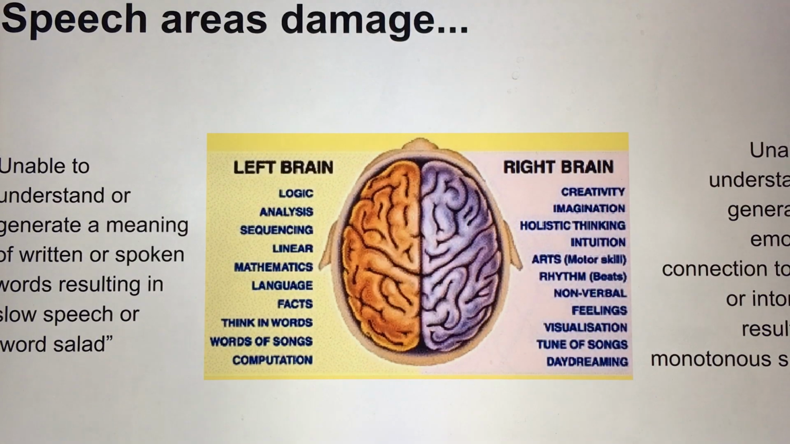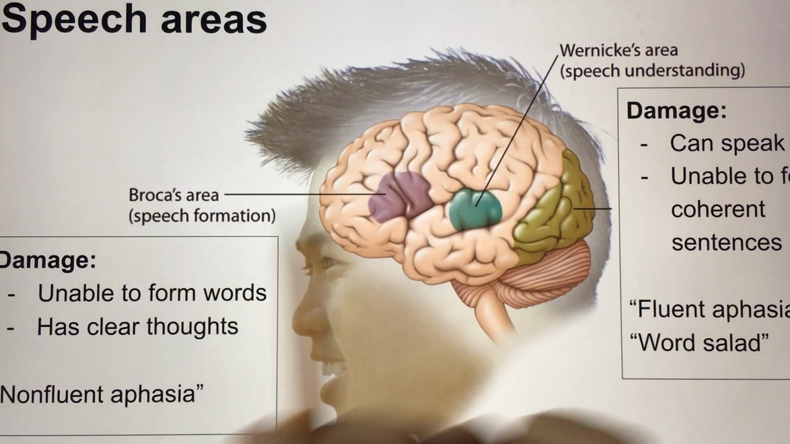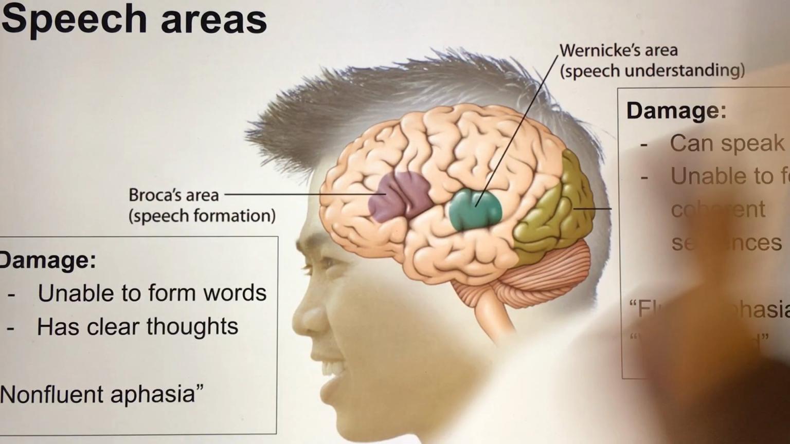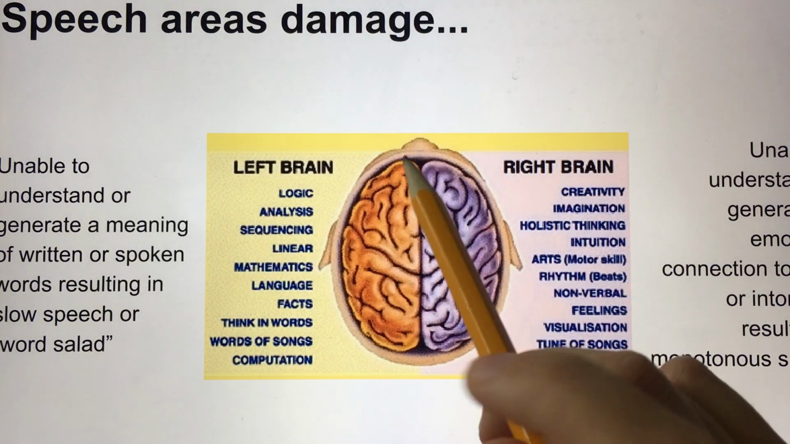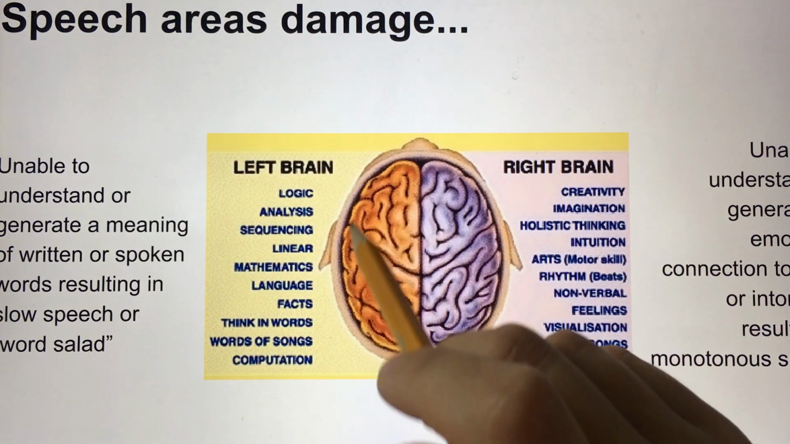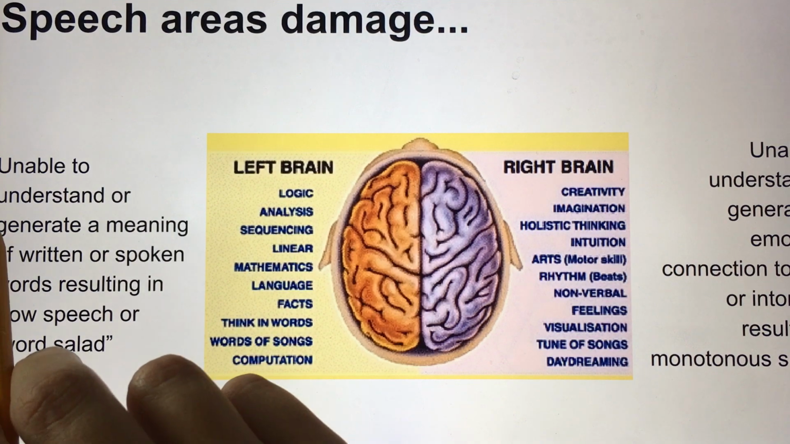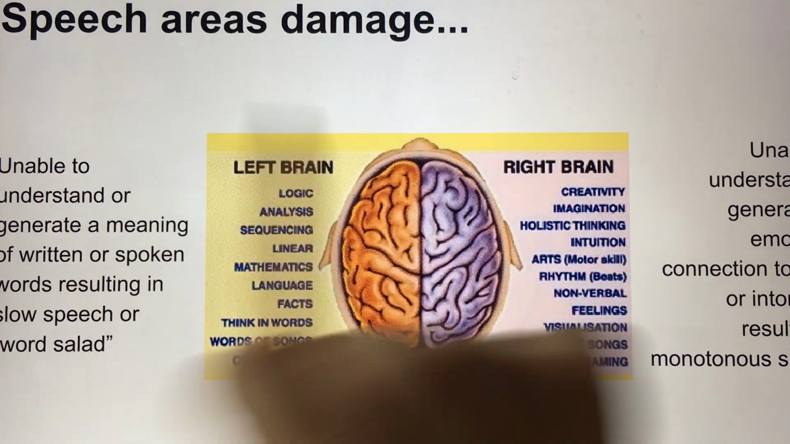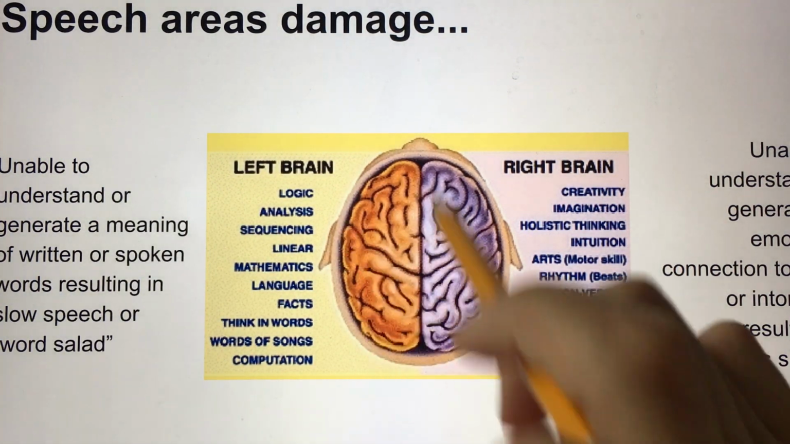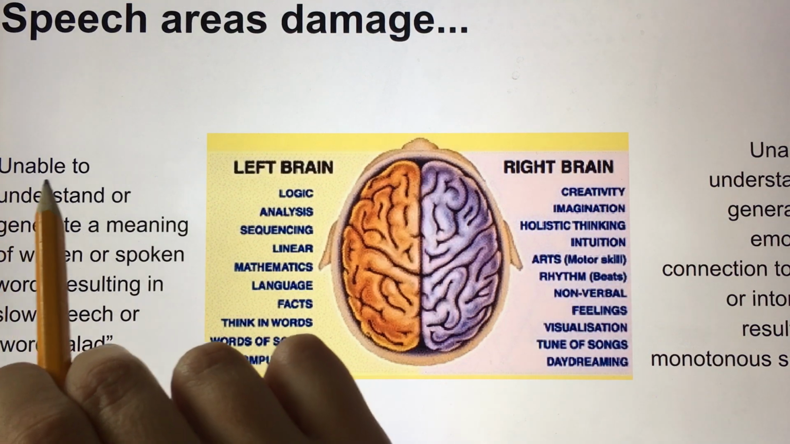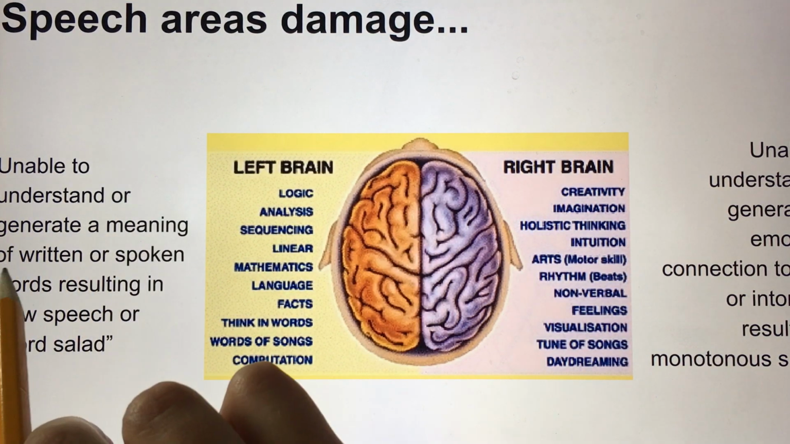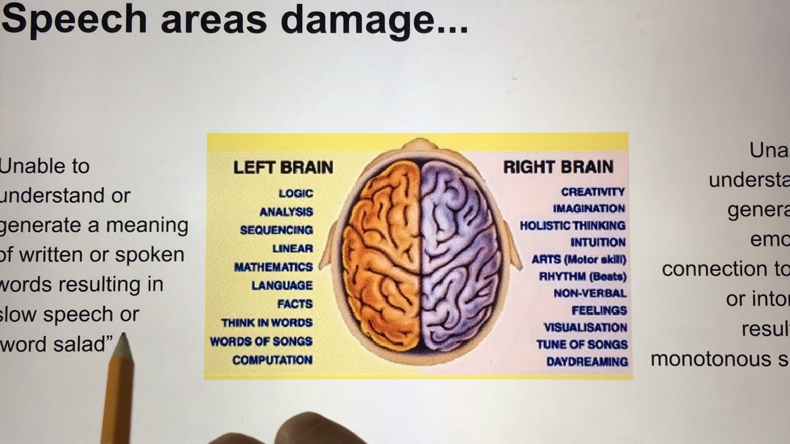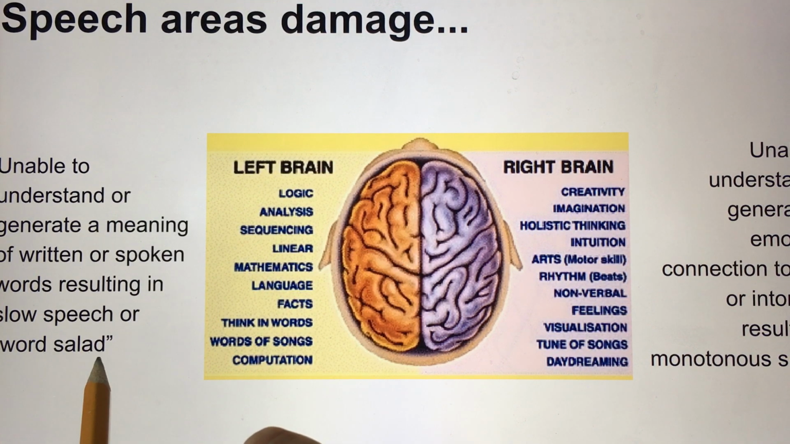Okay, the speech areas will be these areas right here, Broca's speech area and Wernicke's area. If they are damaged in the left brain, the person is unable to understand. If both of these areas are damaged in the left brain, the person will be unable to understand or generate the meaning of written and spoken words, resulting in slow speech or word salad.